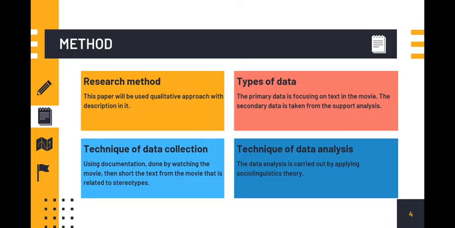The third part is technique of data collection. The technique used in collecting the data is documentation, which is done by watching the movie and then summing up the text or dialogue related to stereotypes in the movie. And the last one is the technique of data analysis. The researcher decided to use sociolinguistic analysis.